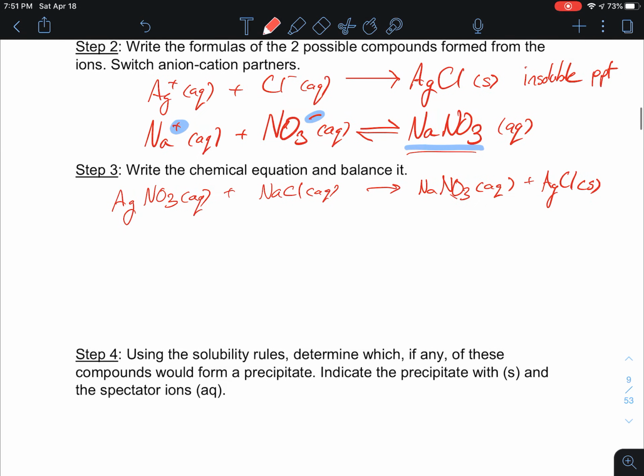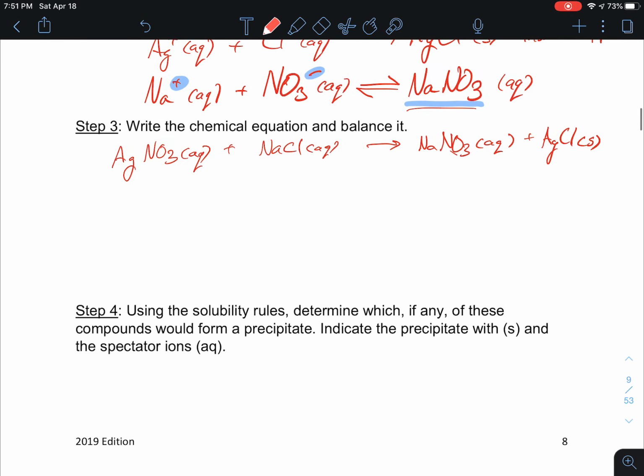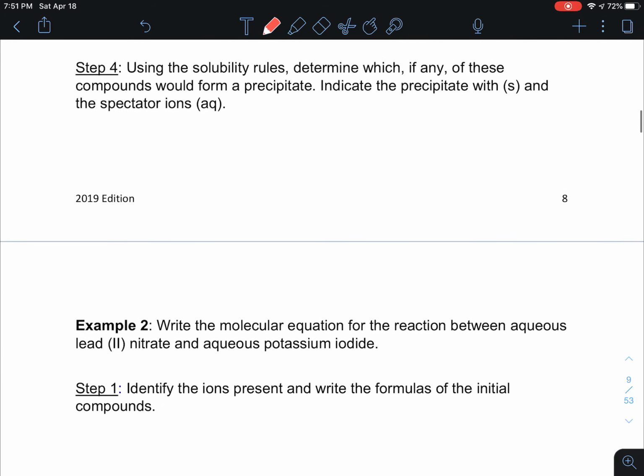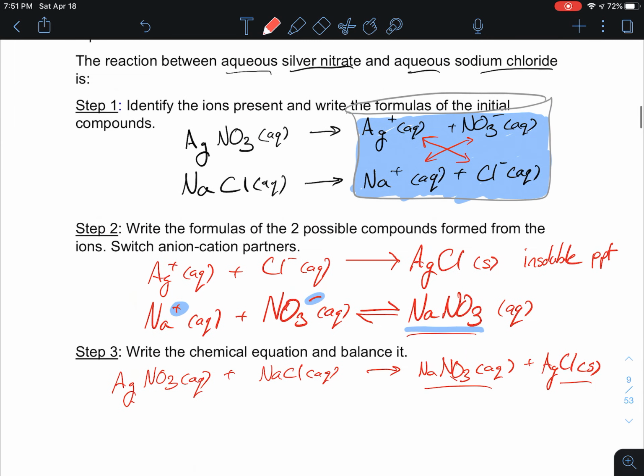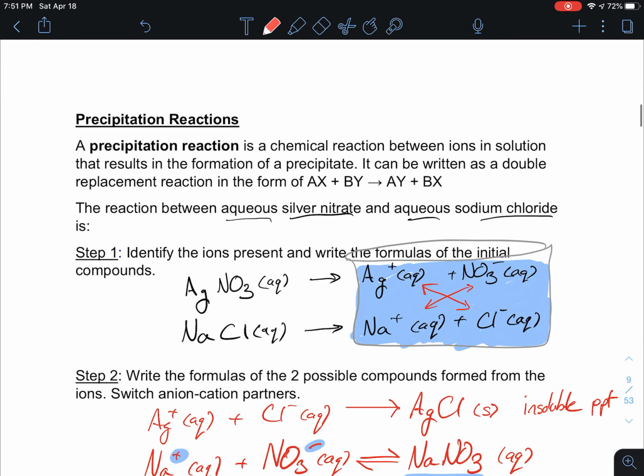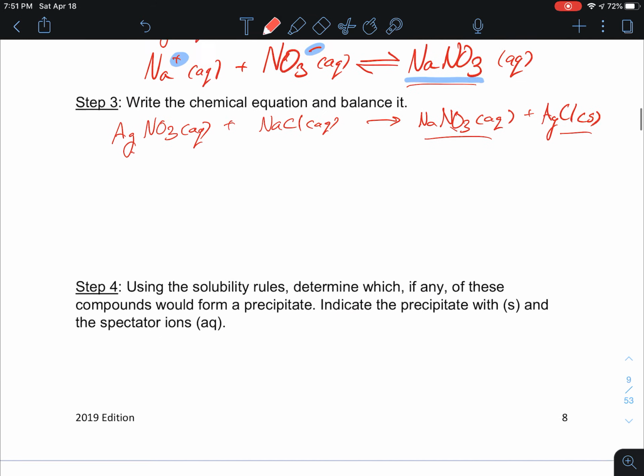We are going to determine which of these compounds, if any, would form a precipitate, indicate the precipitate with a solid, and the spectator ions as aqueous. So that's that. We can see our aqueous, we can see our solid here. And so that is fine. Yeah, we'll leave it there.